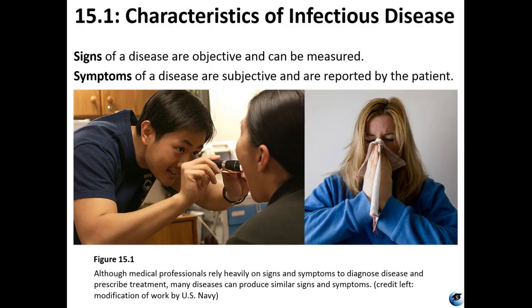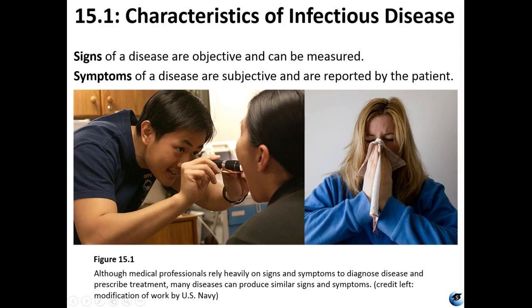Section 15.1 is characteristics of infectious disease. So this is where they're talking about the difference between signs and symptoms of a disease. Signs of a disease are objective, they're measurable. So these are like vital signs, right? Fever, whether or not you have inflammation or an increased white blood cell count, those kinds of things.